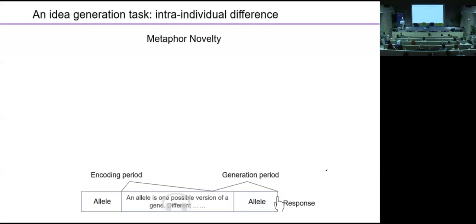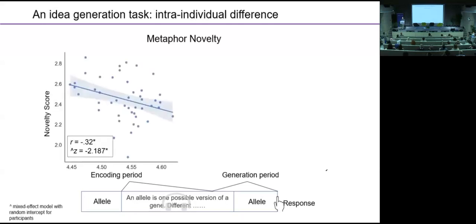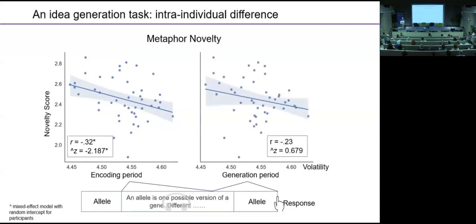Because in each trial, the person has to go through different stages to generate the metaphor. They first have to listen and process the concept, and then actively think about the metaphor. So we separate a trial into two segments, an early encoding period and a late generation period, and look at the volatility in these two periods separately. It turns out that if the brain has lower volatility during the encoding period, the metaphor the person generates will be rated as high novelty by other people. So again, a negative association. But we did not have a significant effect for the generation period volatility.